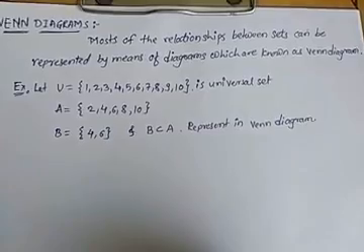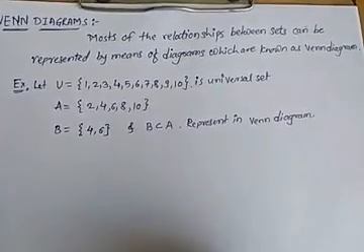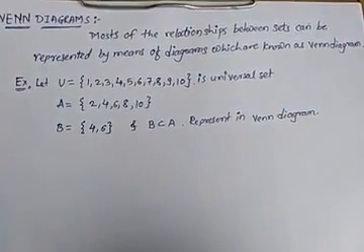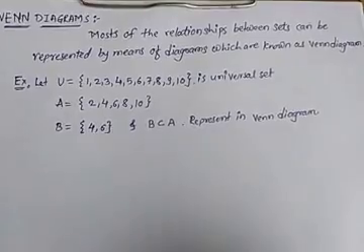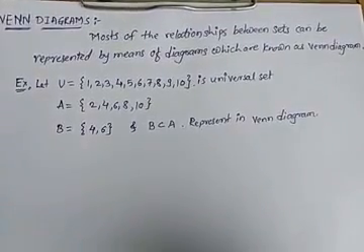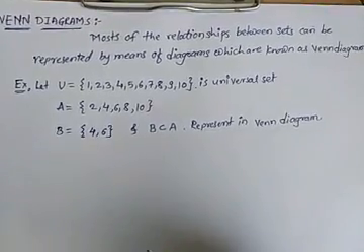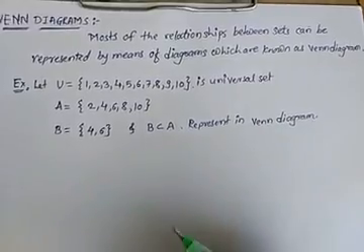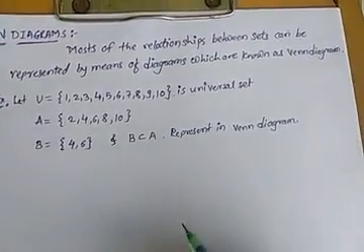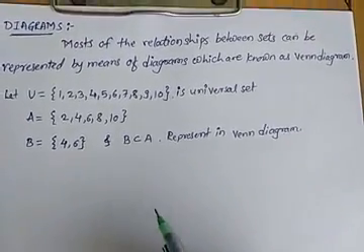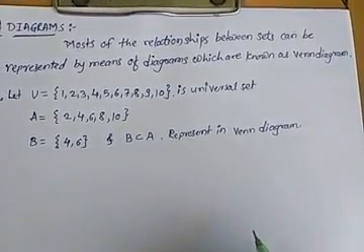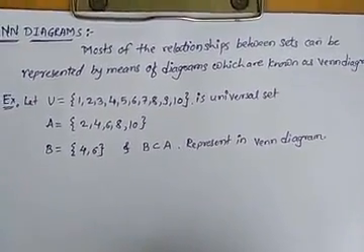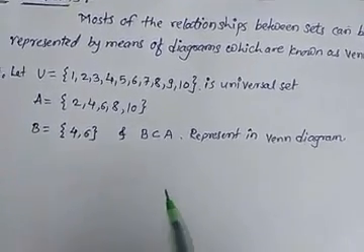These diagrams consist of rectangles and closed curves, usually circles. The universal set is represented by a rectangle and its subsets are represented by circles. When we are drawing Venn diagrams, we have to draw the universal set by a rectangle and its subsets by circles. Now we see the example given.